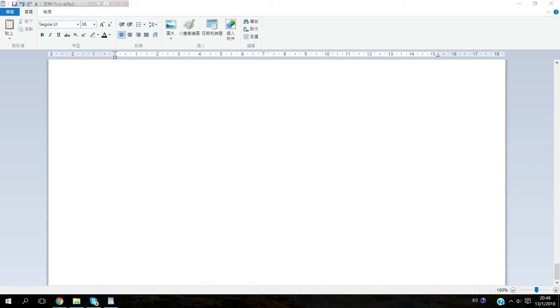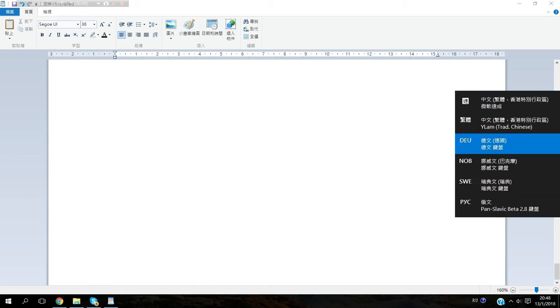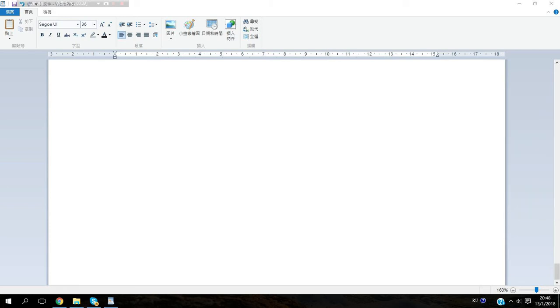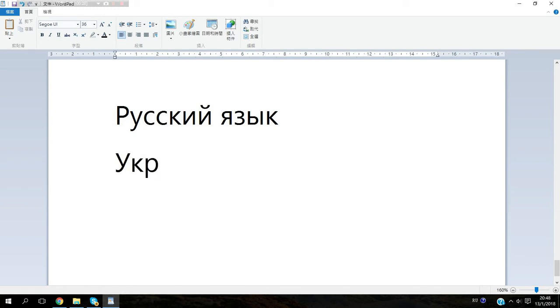Let me introduce my newest invention, Pan-Slavic Beta Keyboard Layout. So basically, you just need one keyboard layout to type all the Slavic languages which are written in Cyrillic script. No matter if you want to type Ruski язык or Ukrainska mova, you only need one keyboard layout.